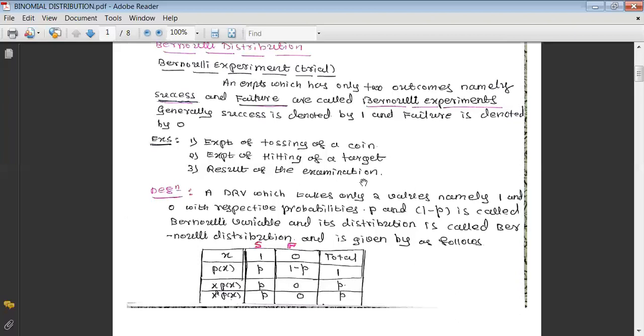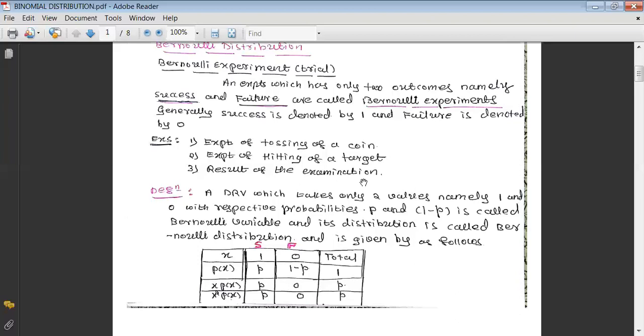And the same thing we can define in one more variant. This is the Bernoulli experiment we have defined, and a variable associated with the Bernoulli experiment is called a Bernoulli variable.